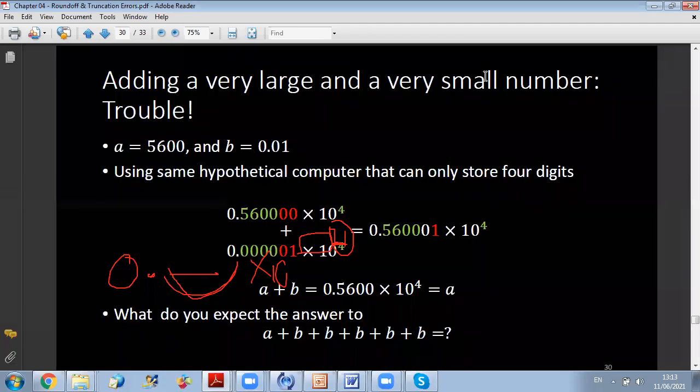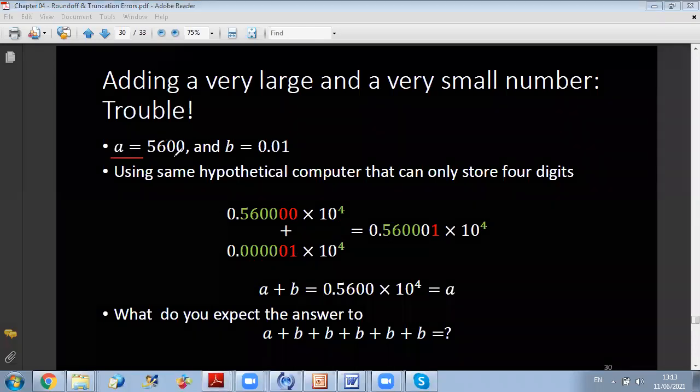Now, these round off errors can become catastrophic in some cases. For example, when you add a very high number to a very small number. As I told you, what is important is the difference in magnitude. The higher the difference in orders of magnitude between the numbers, the higher the round off error.